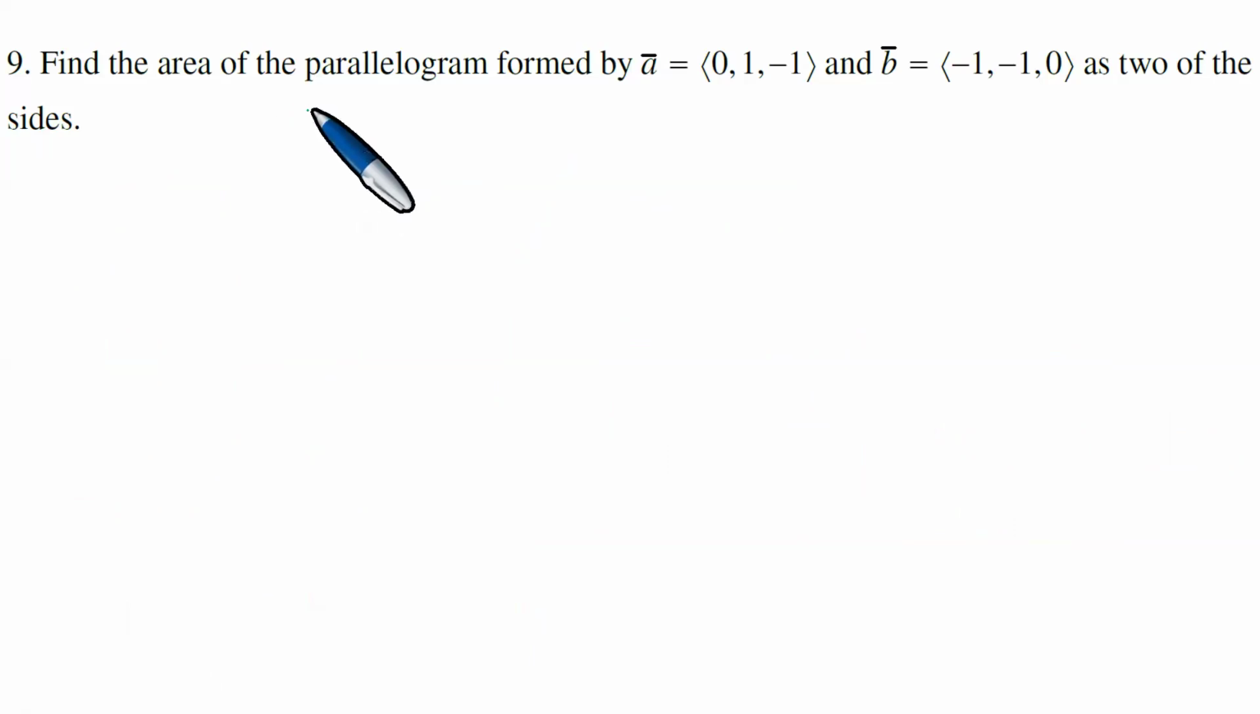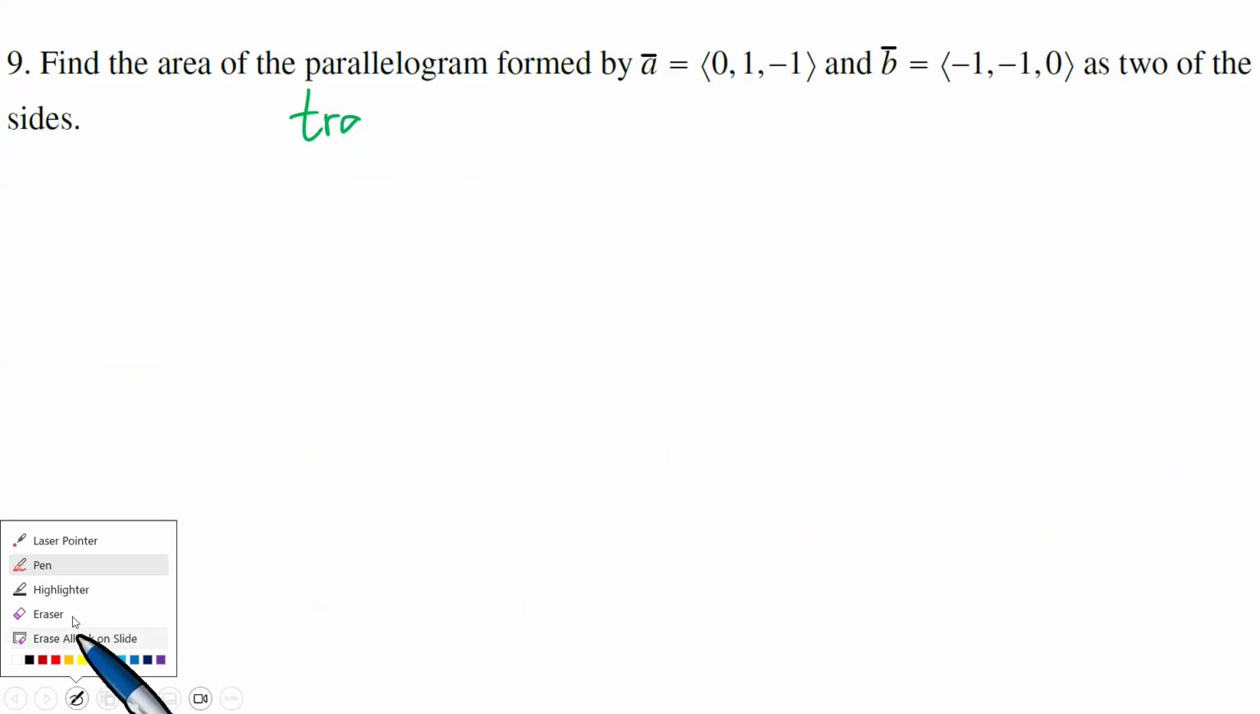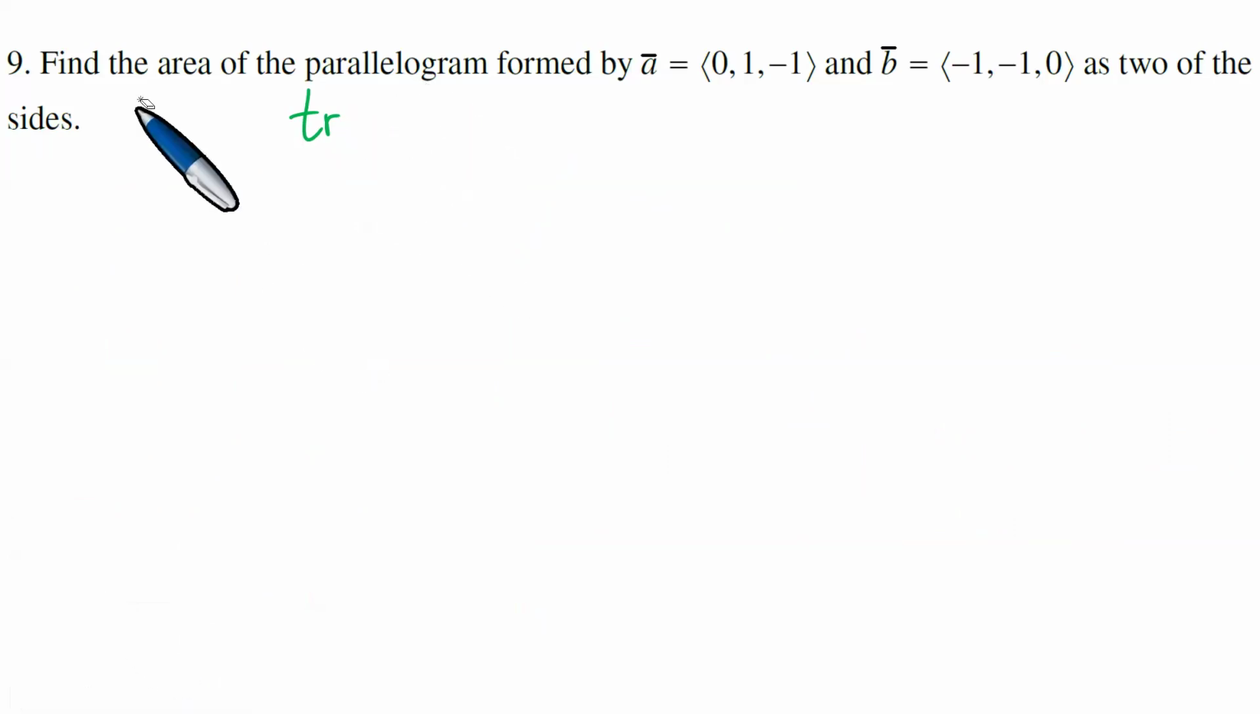Find the area of the triangle. Okay, we have the word parallelogram. I'm changing the word because this says find the area of the parallelogram formed by A and B as two of the sides. Now I'm going to change the question and say find the area of the triangle formed by A and B. What do you think of this one?